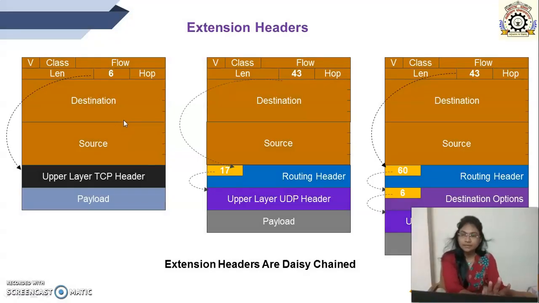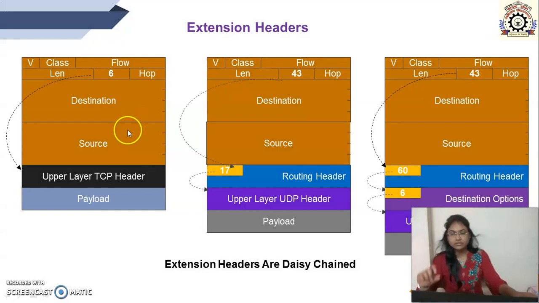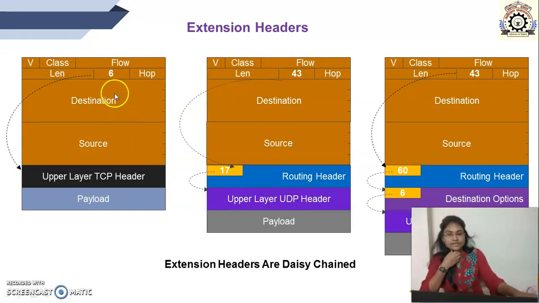This is the diagrammatic representation in which the first diagram shows the IPv6 datagram format, in which the next header field contains the value 6. 6 is used to indicate the TCP protocol. It means that we are using the TCP protocol in the payload, in the data.